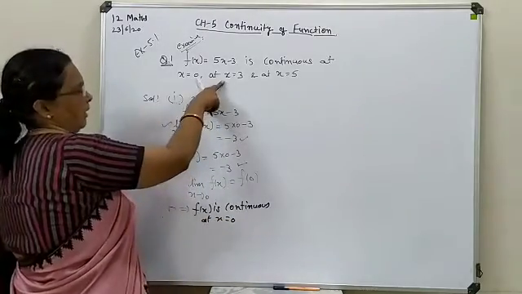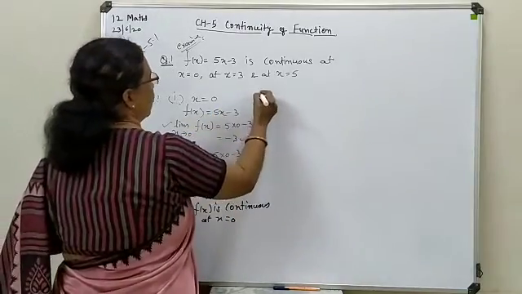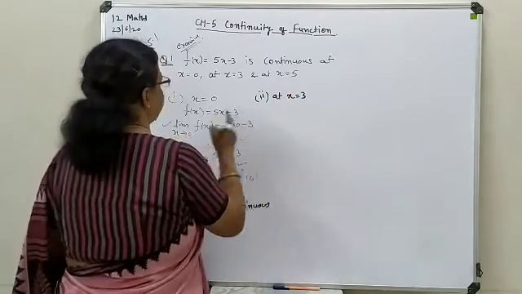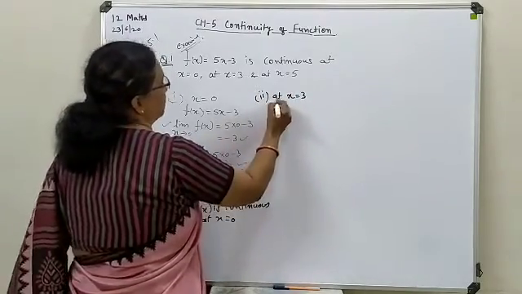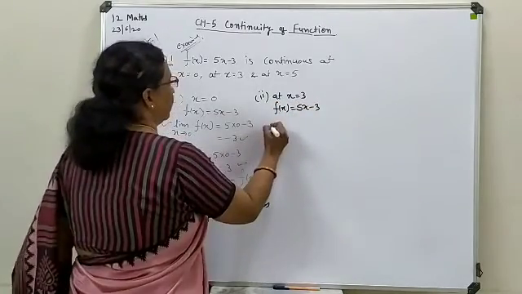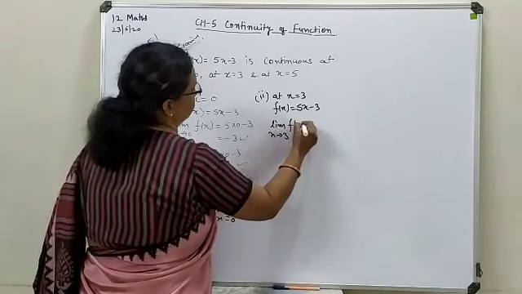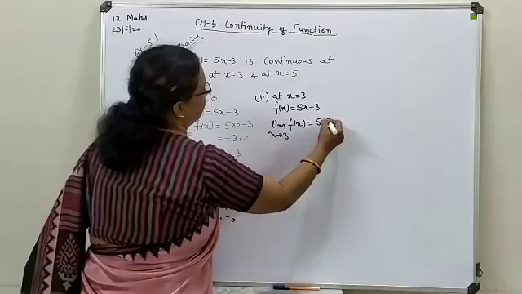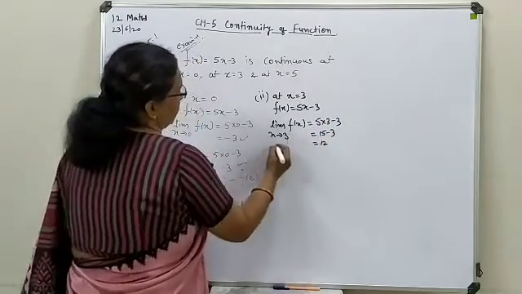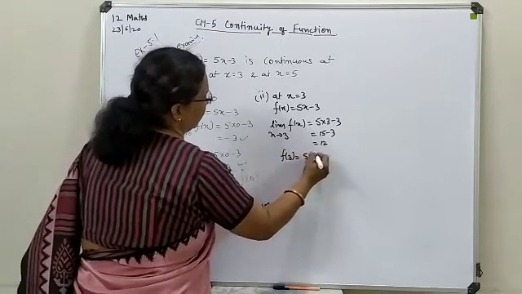Now in the same way, at x is equal to 3 and x is equal to 5 we will find it out. So the second one is at x is equal to 3. Again the function is the same. For the same function you will check limit x tends to 3 of your main function. That means 5 into 3 minus 3, 15 minus 3, 12 will come out. You check the function value: 5 into 3 minus 3.